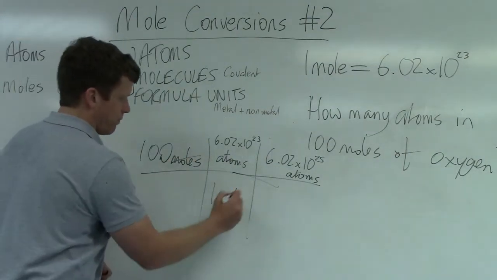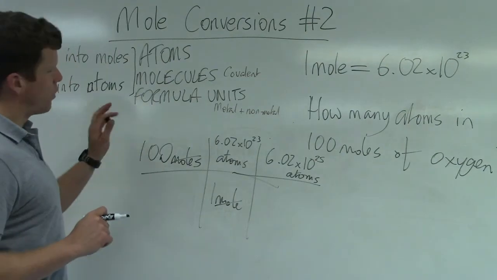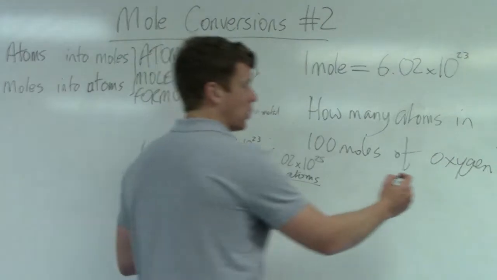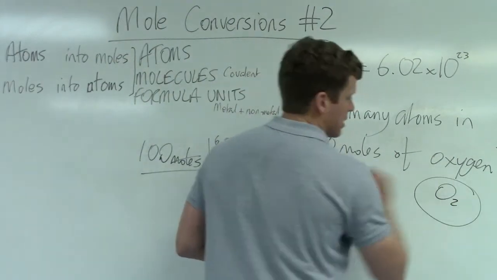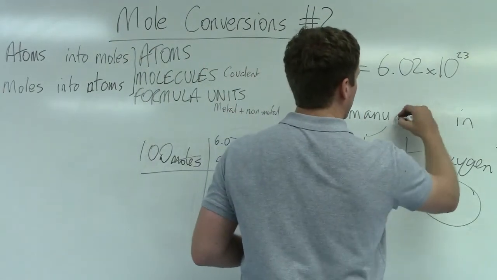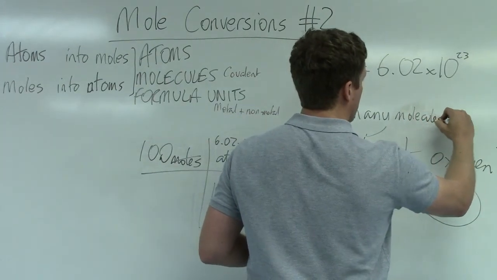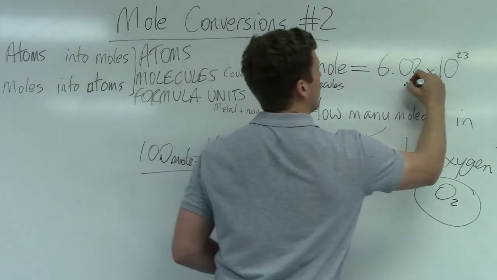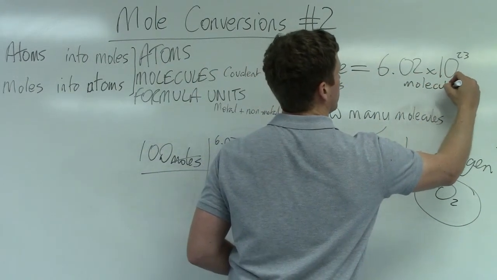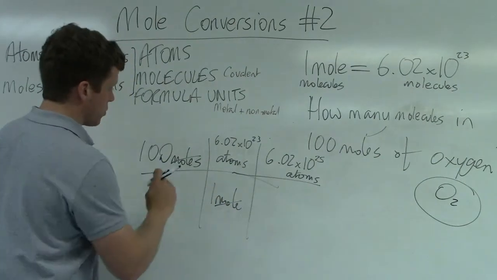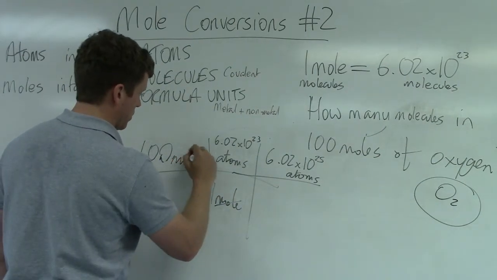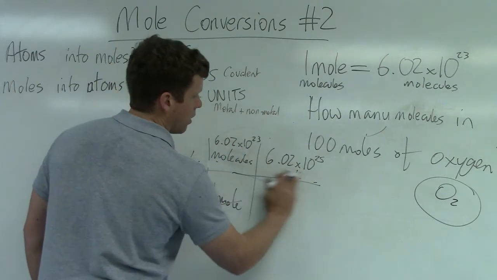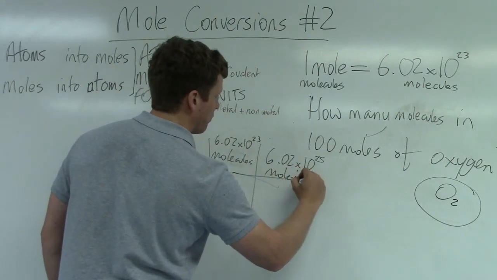These units will cancel. But what if we just change atoms into molecules, because oxygen exists as a molecule, it's diatomic. It exists as O2. So what if we said molecules here instead of atoms? Well, the good news is 1 mole of molecules equals the same number, 6.02 times 10 to the power 23. So we can change that very easily to molecules, and our answer would be in molecules as well.